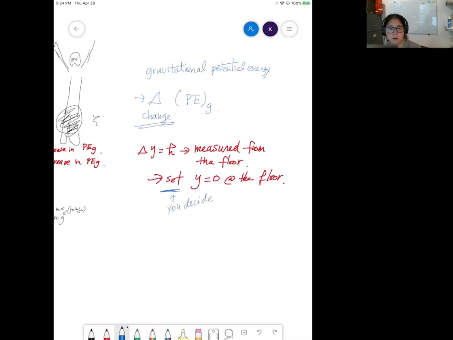Typically you put the initial location on the floor. You could put y equals 0 at the ceiling, at the second floor, or down below. Anywhere can be y equals 0. You decide, but conveniently, typically we just put it on the floor.